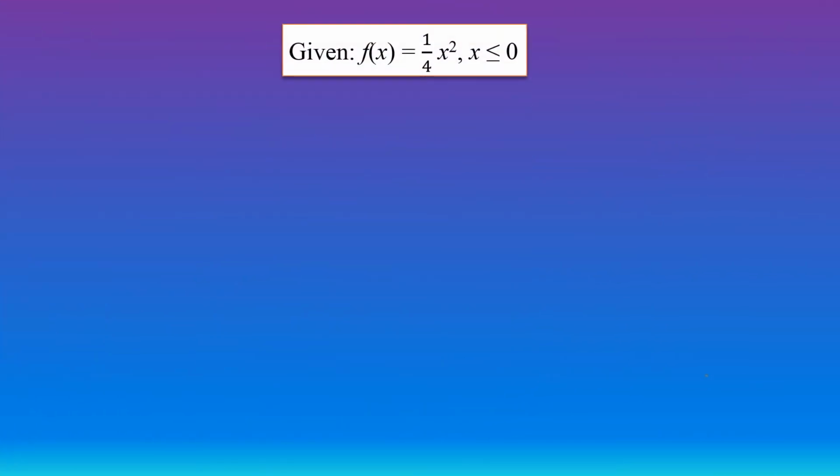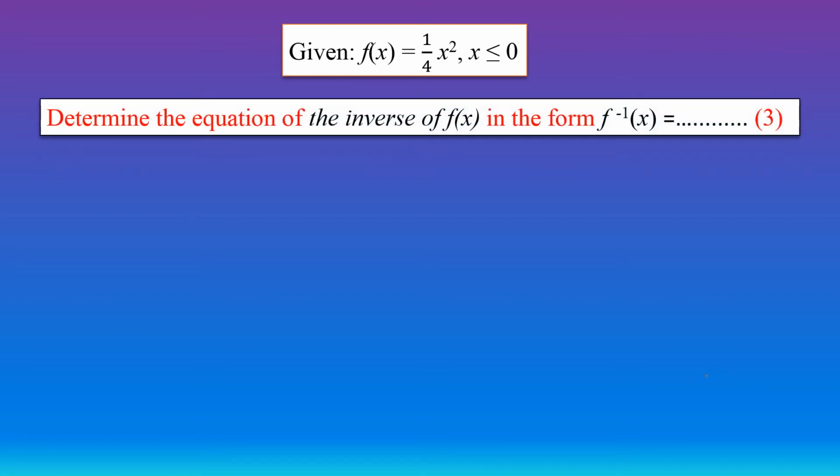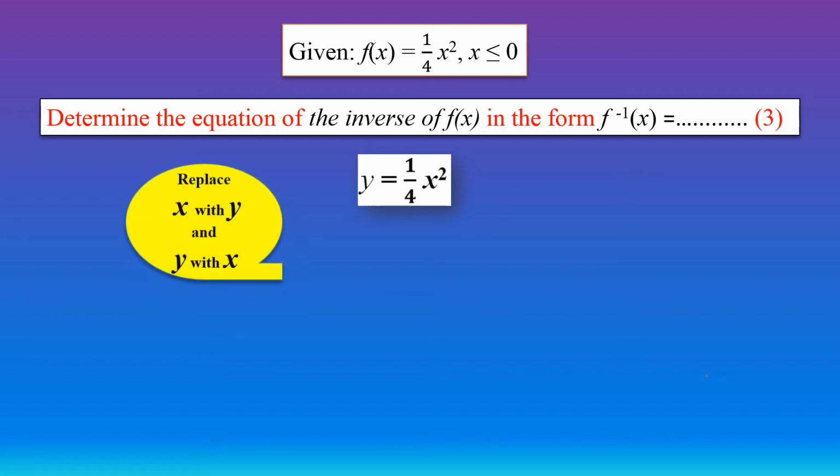Let us look at another example. f(x) equal to 1 over 4x squared and x is less than or equal to 0. The question is to determine the equation of the inverse of f(x) in the form f inverse x. Okay, we start. y equal to 1 over 4x squared. Replace x with y and y with x. So we get x equal to 1 over 4y squared.